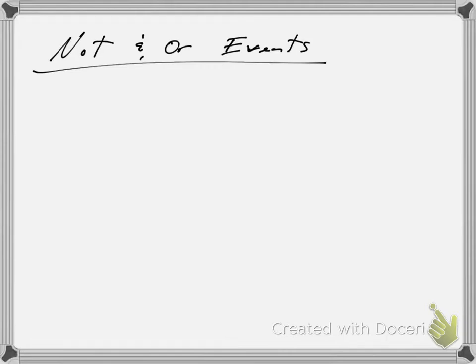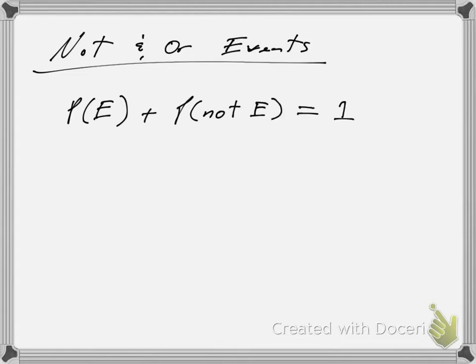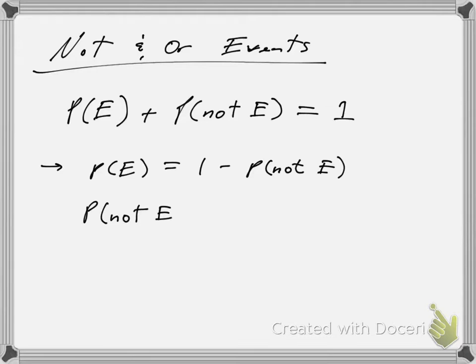Okay. So first we're going to talk about the complement rules of probability. If I have a probability of an event E, and then the probability of an event that E doesn't happen, those two should add up to 1. This is just a fundamental theorem. That implies that the probability of E is 1 minus the probability of not E, if I just subtract this over to the other side. And that also means that the probability that E doesn't happen is 1 minus the probability that E does happen. Okay? That's an important theorem.